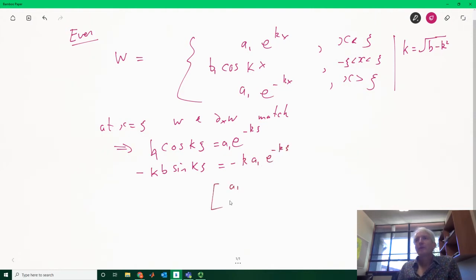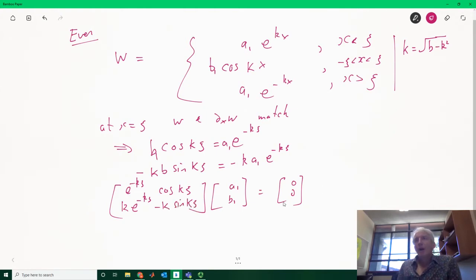Now if we write that as a matrix system, we get some matrix here, and our matrix is going to be e to the minus kappa zeta, cos kappa zeta, and k e to the minus k zeta, minus kappa sine kappa zeta. Okay, so everything hangs on this matrix here. We need the determinant of this matrix to be equal to 0 for this to have a solution.